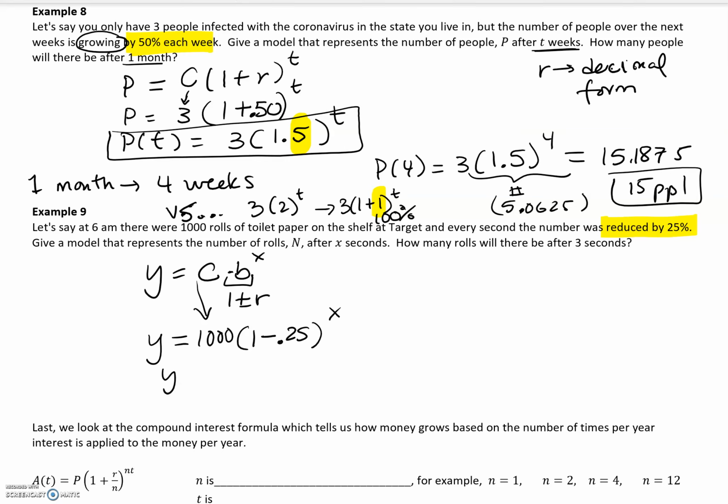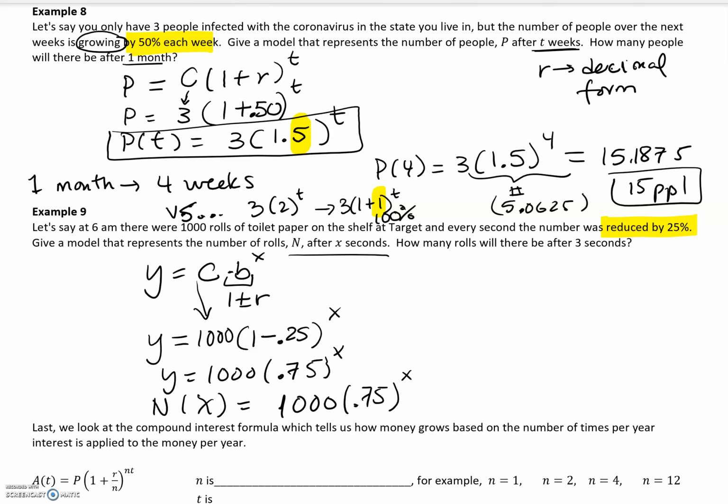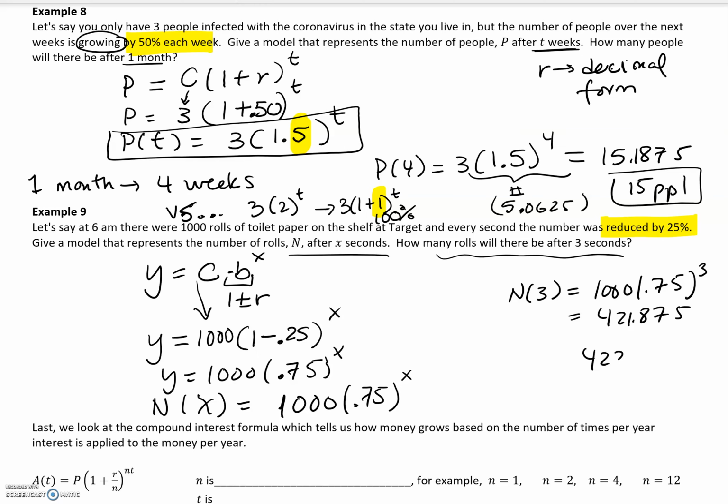So my function is basically 1,000 times 0.75 to the x, and they want me to use n for the number of toilet papers, so I'll use n of x is 1,000 times 0.75 to the x. And again, comparable to the previous example, there I was gaining 50%, so I added that to 1 to get the base. Here I'm losing 25%, so I subtracted that from 1 to get the base b. And how many rolls will there be after 3 seconds? Well, that's just n of 3, which is going to give me about, I guess, 422 rolls, let's say, after 3 seconds.